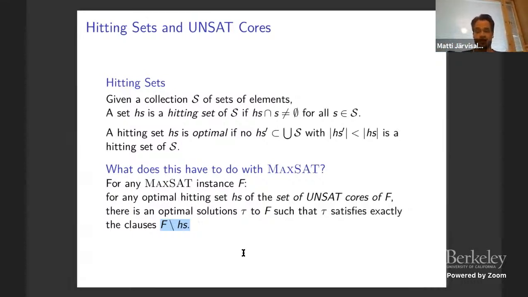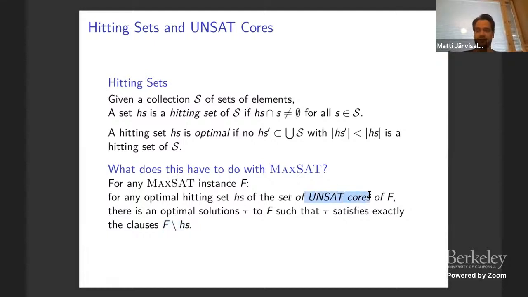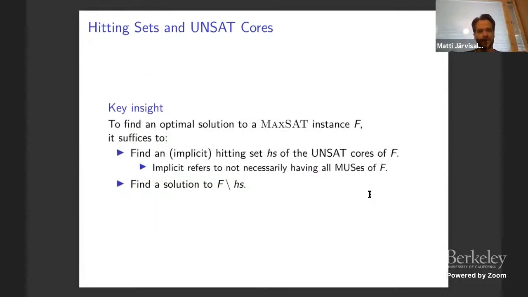There's only one issue here. We don't want to compute the whole set of unsatisfiable cores, right? Because that's a big one. So the key insight is that you just want to find a hitting set of the unsat cores, but you want to find it somehow implicitly. You just try to hit some cores and hope for the best, and it turns out to work quite well.